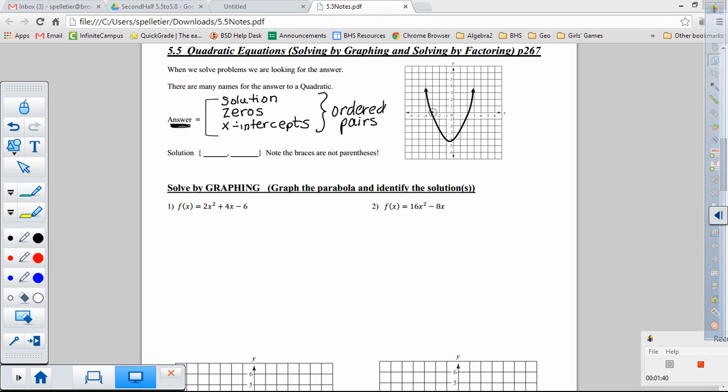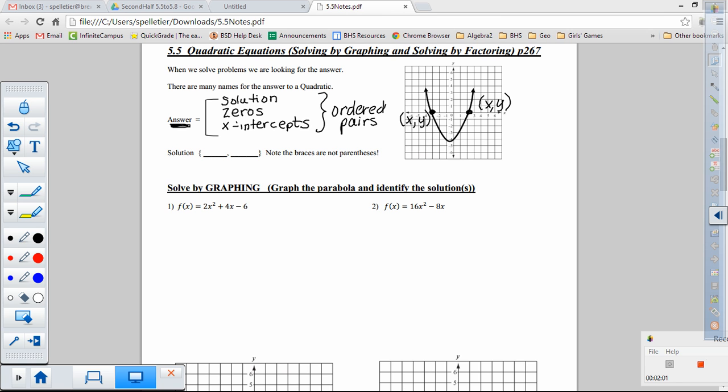This one is a solution. It is an x-intercept. It is where the parabola crosses the x-axis, and this one is a solution. And these all have an ordered pair, whatever it is. Those would be considered the solutions to the equation.